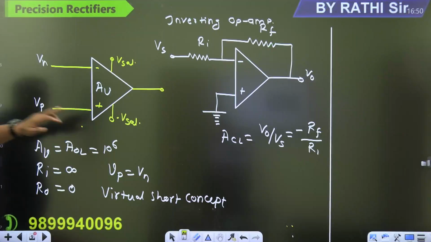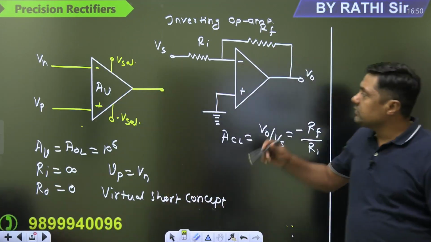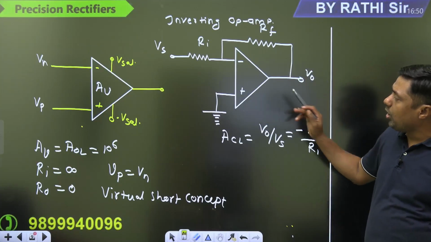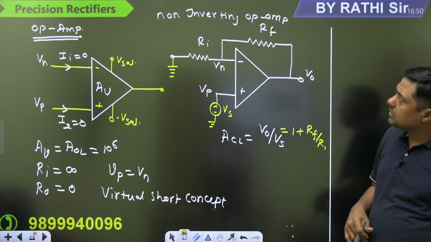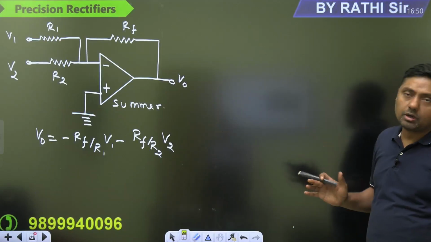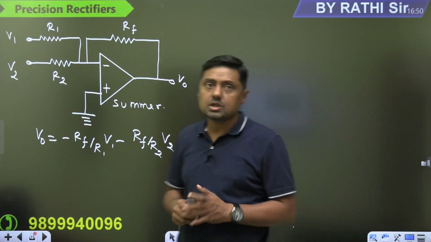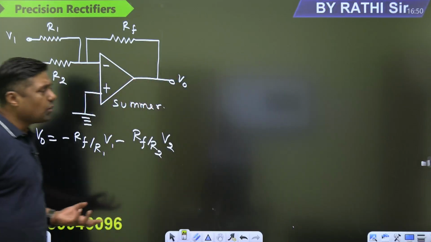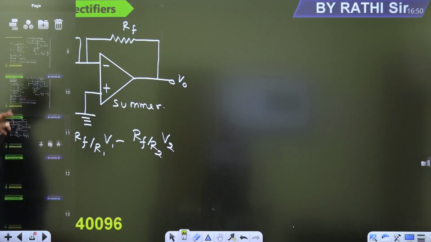Now, for this, an operational amplifier is required, and the OpAmp is an active device. We have already discussed this in the chapter on operational amplifiers and their applications. This is the inverting OpAmp, that is the non-inverting operational amplifier, and this is called the inverting summer. So we have to use three: inverting OpAmp, non-inverting OpAmp and inverting summer. So this is the basic concept of the precision rectifier.